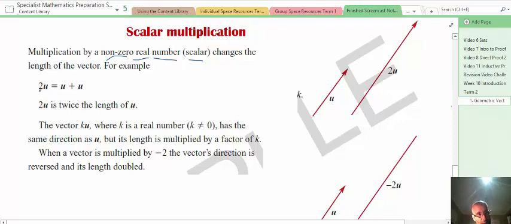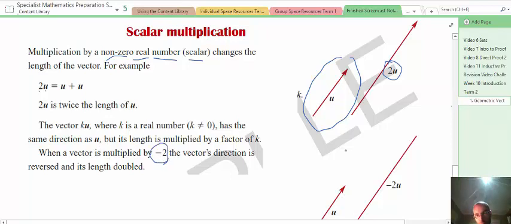It's 2 lots of u. That 2 is a scalar and the u is a vector. If we drew that geometrically over here, let's say u is this vector, 2u is twice the length. However, the direction is the same. Same direction, but the length is multiplied by a factor of 2.